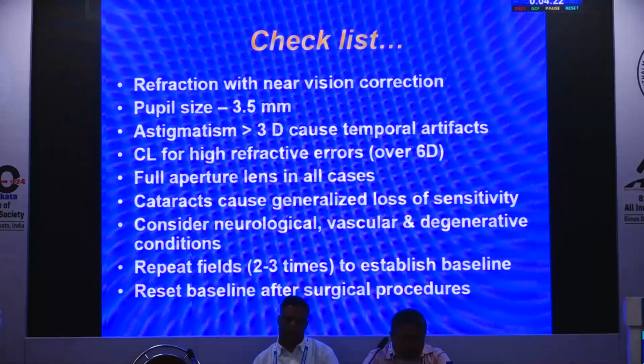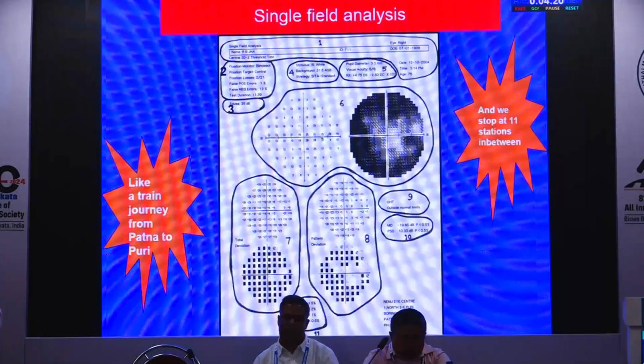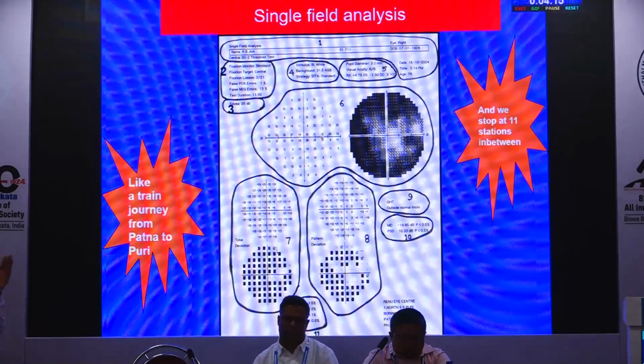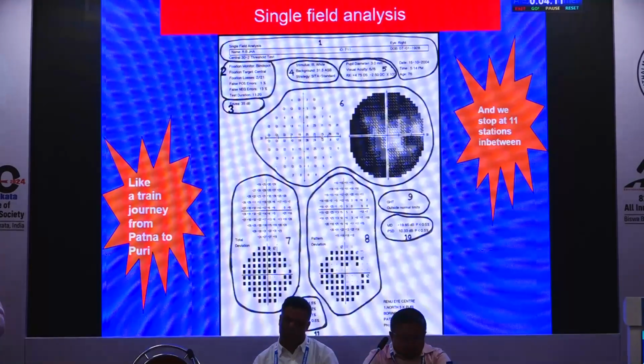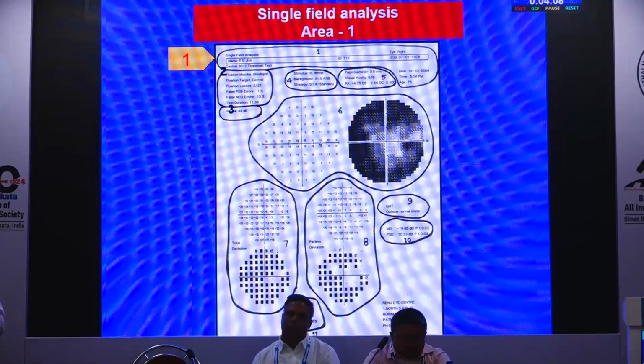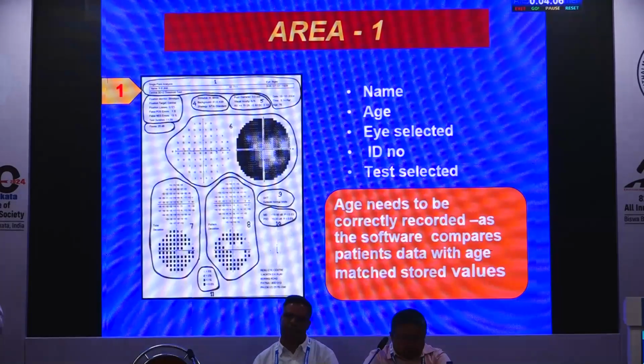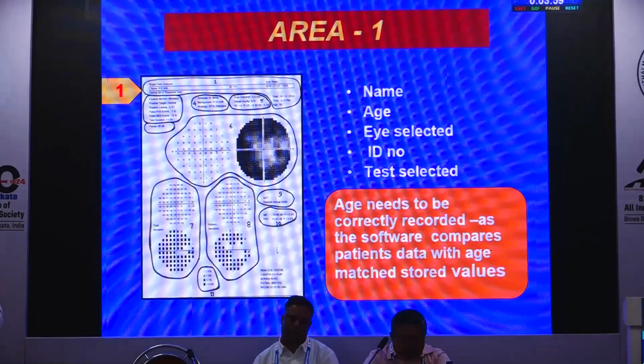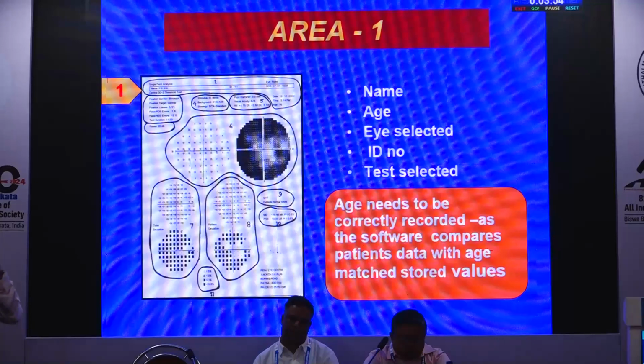These are the checklists which one has to take into consideration, and we'll just go into the single field analysis which we see in the Humphrey field. For convenience's sake, we have divided it into 10 brackets, 10 groups, 1 to 10. Number 1 in the single field analysis is the area which has the name, age, and the test which has been selected. One thing which is important is to enter the correct age, because the correct age of this particular patient is going to be compared with the normative data which is already stored in the computer. So the age has to be correct.